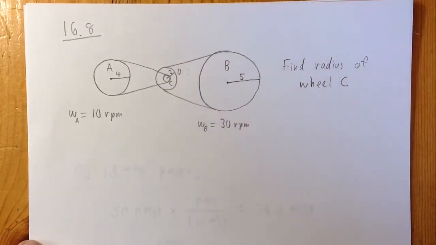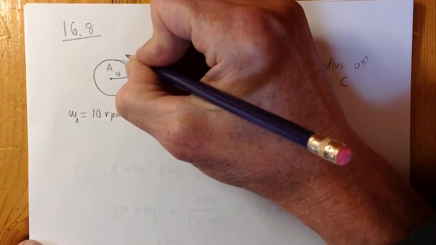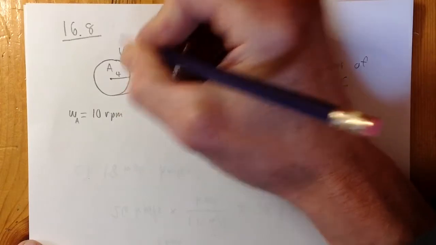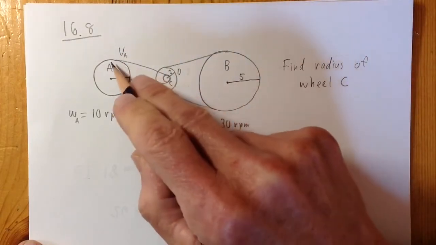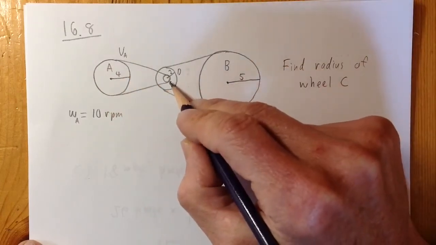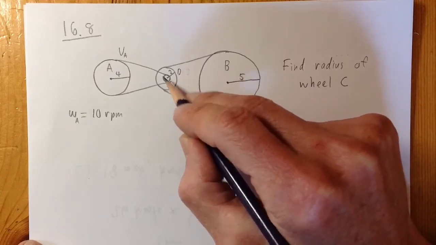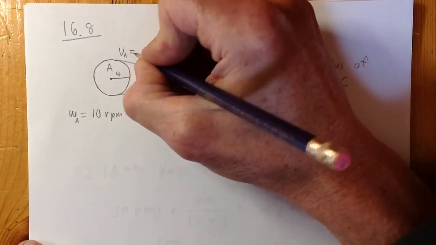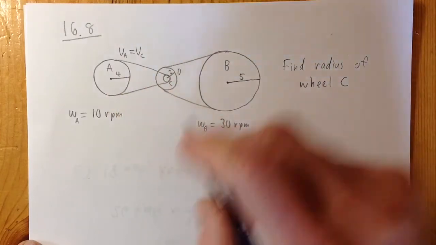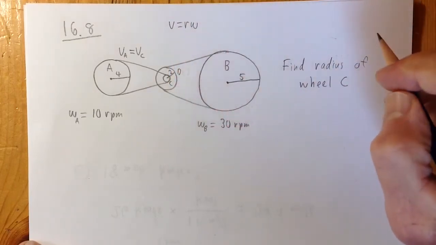Okay, so here are the general principles. First, the belt is moving at a certain velocity. Since it's attached to wheel A here, let's call it VA. That's this velocity of the belt, right? It's moving along at some speed, which means that the outside of the circle is moving at that speed. And it's attached to wheel C, which means that wheel C's velocity has to be that same thing because the belt's going a certain speed. So VA is equal to VC. Anything attached to the same belt has the same actual velocity. And if you remember, the formula of velocity is R omega. We're going to be using that a lot.